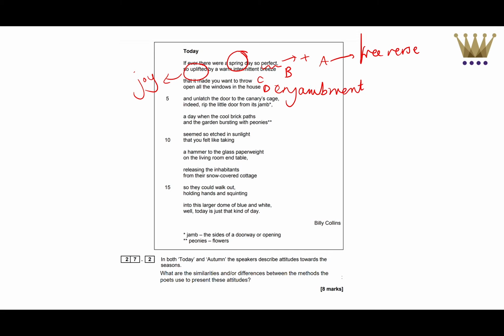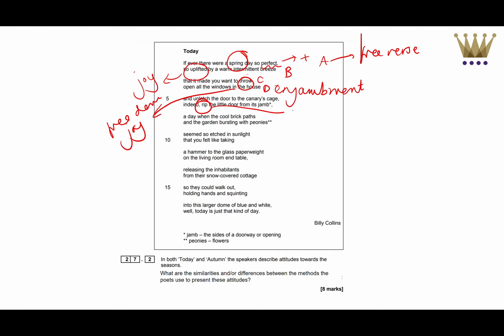Okay, I'm just going to look at some of these quotes. So I like these verbs: throw open all the windows in the house. If you throw something, it's a very strong movement, a sense of freedom. If you throw open your arms, you've got a real sense of joy. And latch the door to the canary's cage. Rip the little door from its jamb.